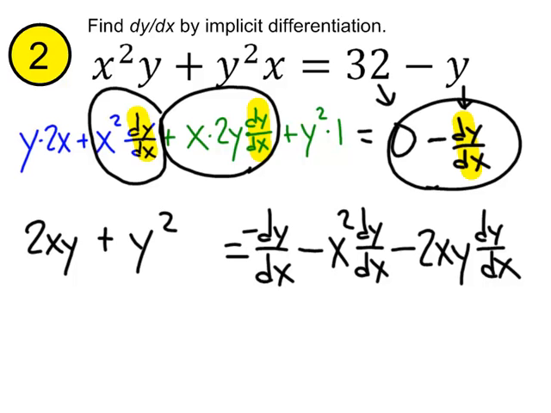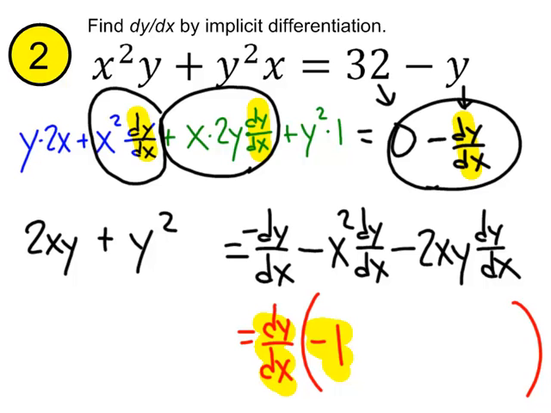Okay, and now, remember our goal here is to get dy over dx by itself, so let's factor it out from those terms on the right-hand side. So let's put dy over dx outside of some big parentheses there. And what goes on the inside of the parentheses? Well, negative 1, because dy over dx times -1 will give me this. And then I'll have minus x squared, because dy over dx times -x squared will give me the second term. All right, and finally, inside that parentheses, I trust you're getting the idea now, minus 2xy.